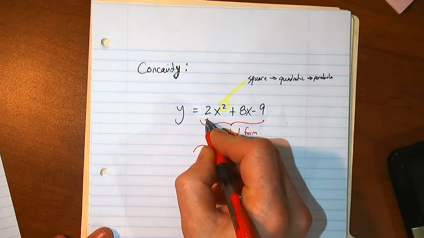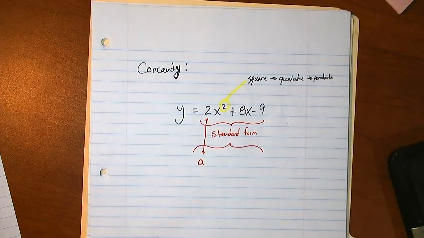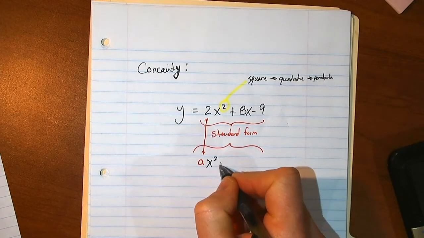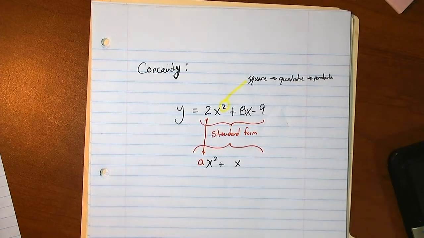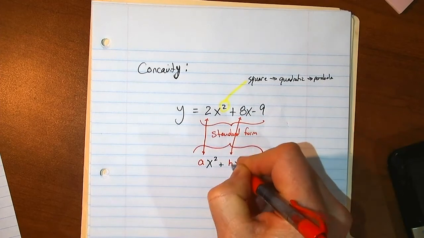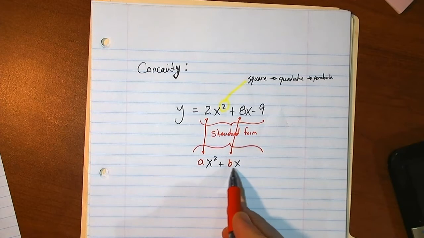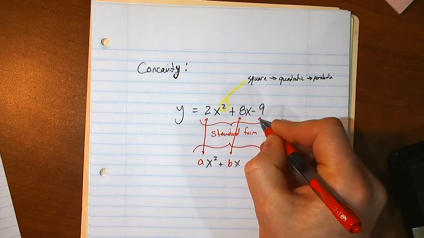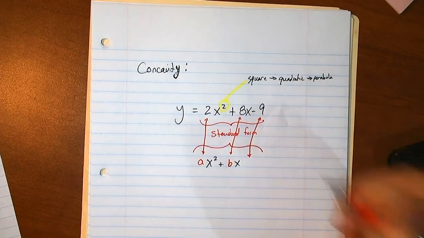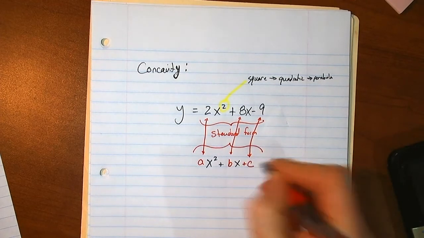So in this case, I have a 2 at the front. We call the 2 the value of a. You might remember this all from last semester. And then there's this 8 in front of the x. The number that's in front of x we call b. So the number in front of x squared we call a. The number in front of x we call b. And then there's this number hanging out at the end with no x's at all. That number we call c.